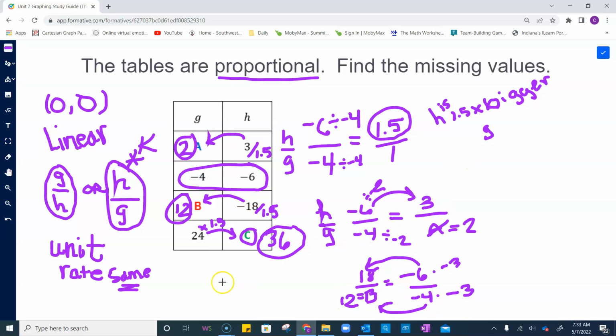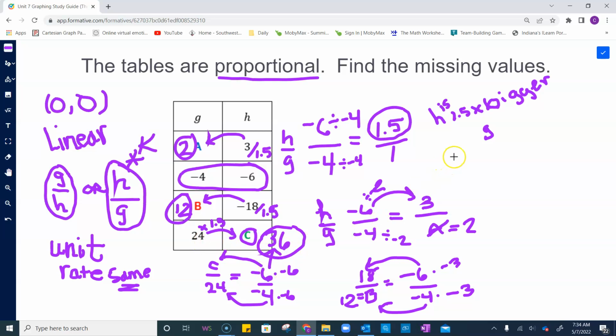And one more. We've got 24 over C. Whoop, I'm going to go the other way. I don't want to switch it on you now. H over G, and H over G again, -6 over -4. And how do we go from a -4 to a positive 24? We multiply it by negative 6. How do we go from a negative 6 to C? We got to also multiply it by negative 6, and we get that 36 right there.